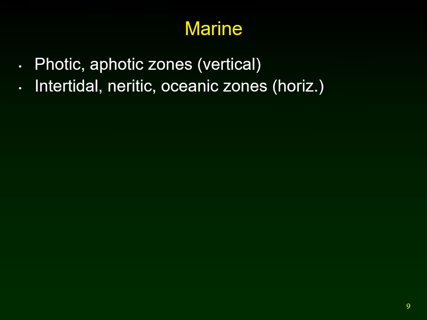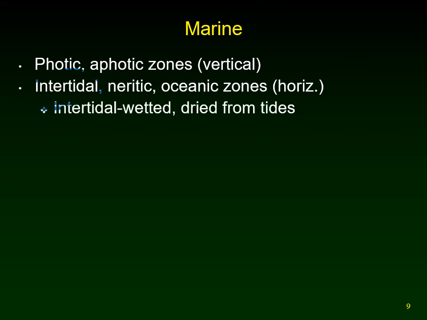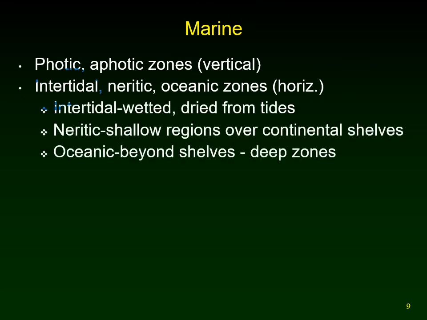When we go from the surface of the water down into the deep water, you've got vertical changes. But when you go from the coast, where you've got the tides coming in and out, out to the oceanic zones, you've got horizontal changes in the system. There's the intertidal area, which gets dried out between the tides. Then we've got the shallow neritic areas, which are on the continental shelves. And then you go out to the oceanic areas, where you've got the deeper zones.